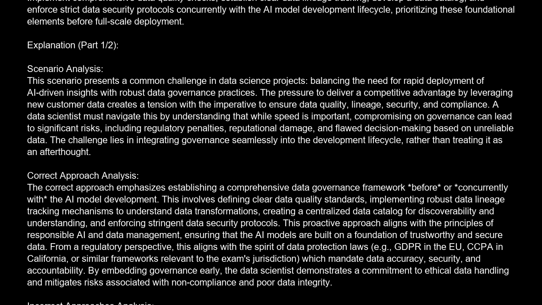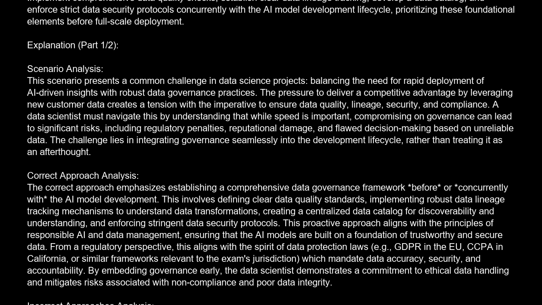Explanation. Scenario analysis. This scenario presents a common challenge in data science projects, balancing the need for rapid deployment of AI-driven insights with robust data governance practices. The pressure to deliver a competitive advantage by leveraging new customer data creates a tension with the imperative to ensure data quality, lineage, security, and compliance. A data scientist must navigate this by understanding that while speed is important, compromising on governance can lead to significant risks, including regulatory penalties, reputational damage, and flawed decision-making based on unreliable data. The challenge lies in integrating governance seamlessly into the development lifecycle, rather than treating it as an afterthought.